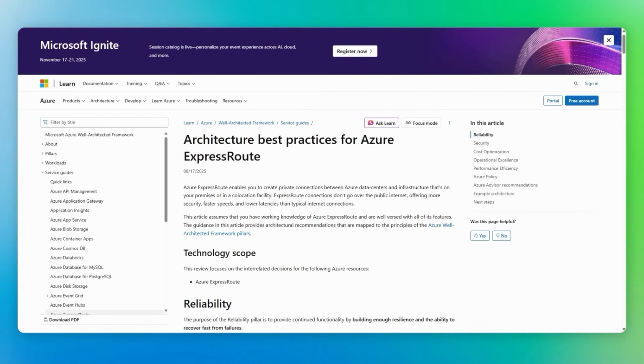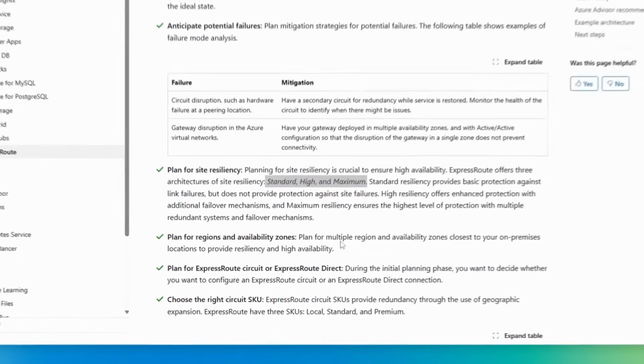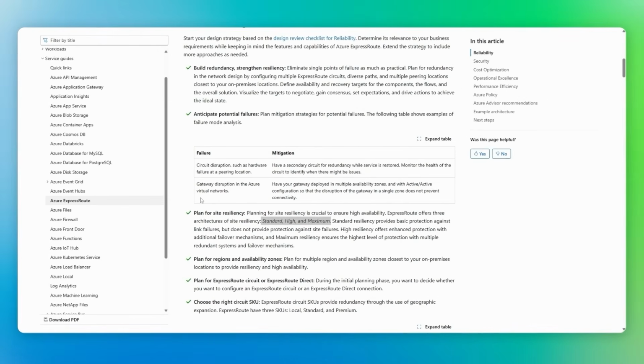bypassing the public internet. In the Azure Well-Architected Framework, we introduced resiliency tiers for ExpressRoute: standard, high, and maximum. These tiers are based on the peering locations connected to your ExpressRoute gateway, which lives in an Azure region. But the circuit itself resides in a co-location facility, a network hub outside Azure's data centers.